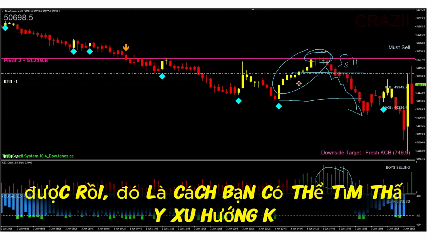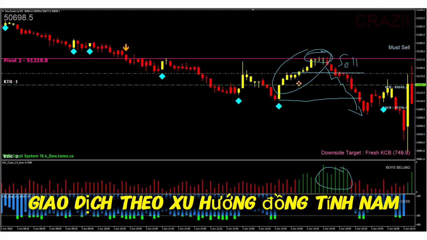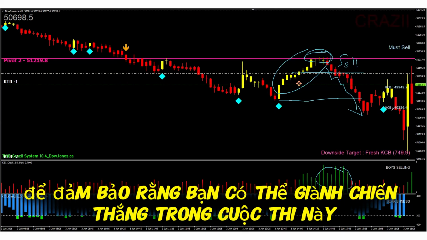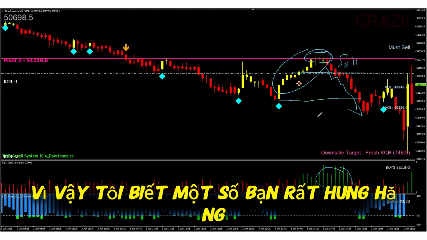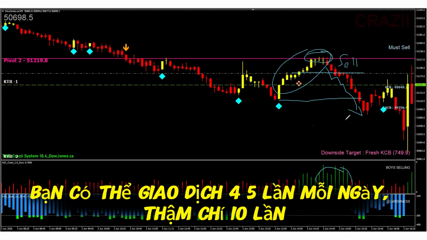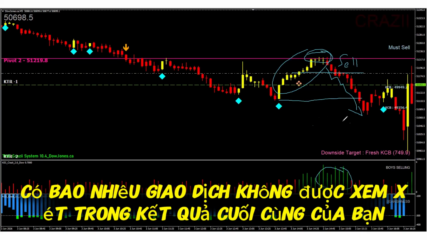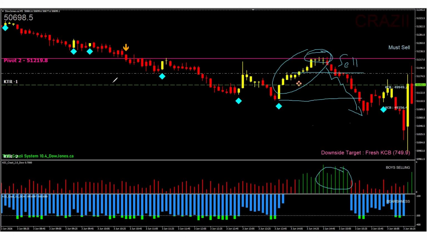That is how you can find the K trend, trade on the K trend, and manage your position size to make sure you can win this competition. I know some of you are very aggressive, trading 4 or 5 times per day, some even 10, 20 times. That's it, how many trades you make is not considered in your final result.